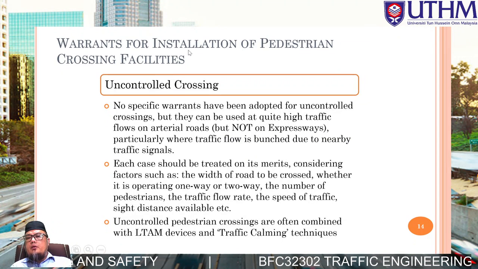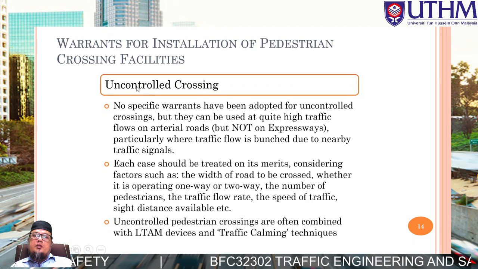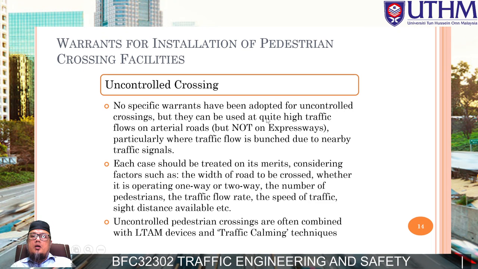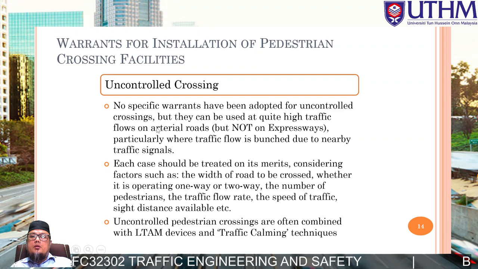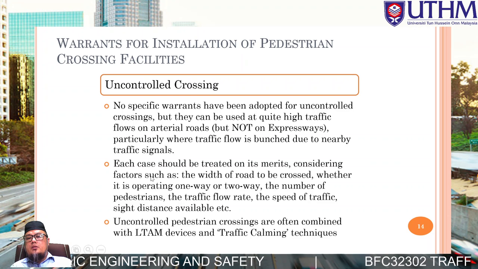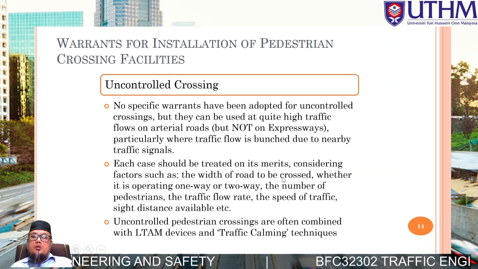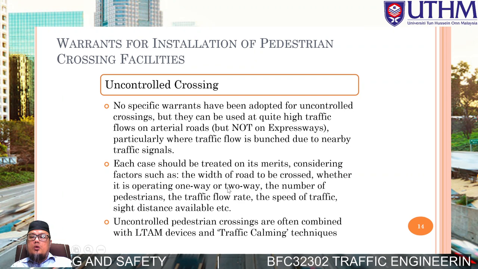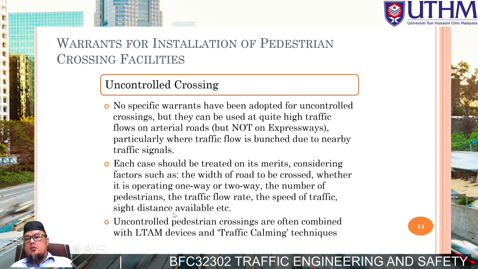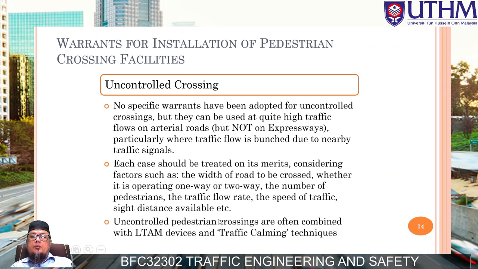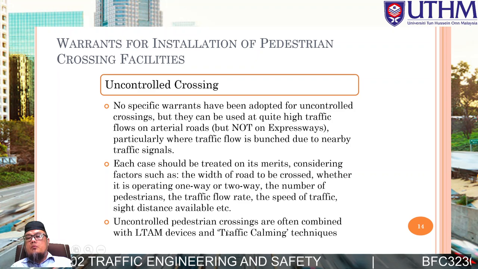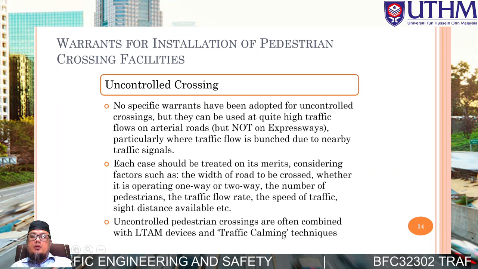Okay, warrants for installing the pedestrian crossing facilities. The first one is uncontrolled. There is no specific warrant to adopt this uncontrolled crossing, but it is used at quite high traffic flow on an arterial road, but not on the expressway. Each case should be treated on its merit, considering such things as the width of the road to be crossed, whether it is operating one way or two ways, the number of pedestrians, the traffic flow rate, the speed and sight distance available, and so on. So uncontrolled pedestrian crossing is often combined with local traffic access management and also traffic calming techniques.